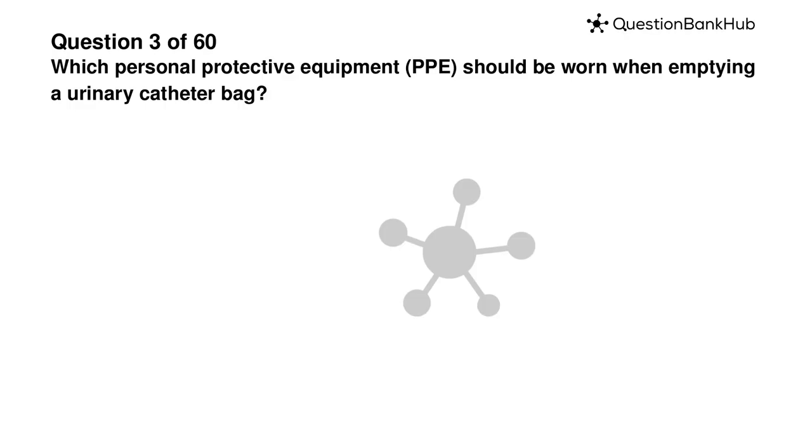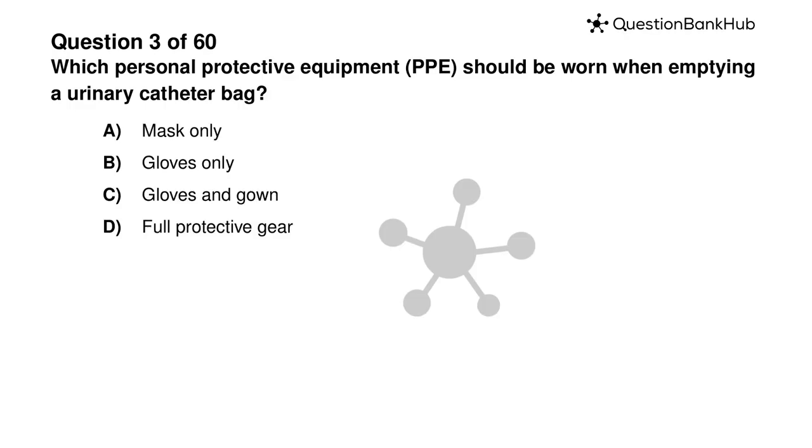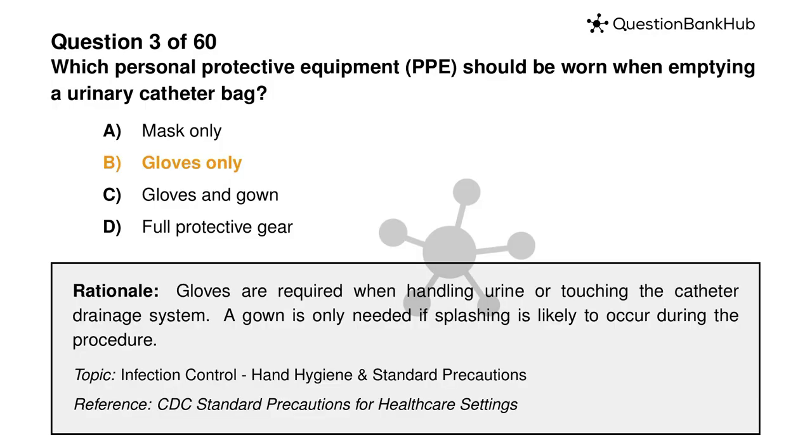Question 3. Which personal protective equipment, PPE, should be worn when emptying a urinary catheter bag? A. Mask only. B. Gloves only. C. Gloves and gown. D. Full protective gear. The correct answer is B. Gloves only. Gloves are required when handling urine or touching the catheter drainage system. A gown is only needed if splashing is likely to occur during the procedure.